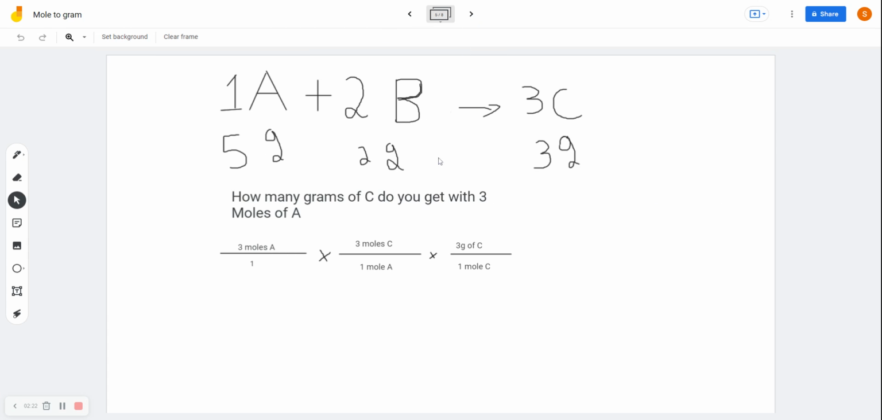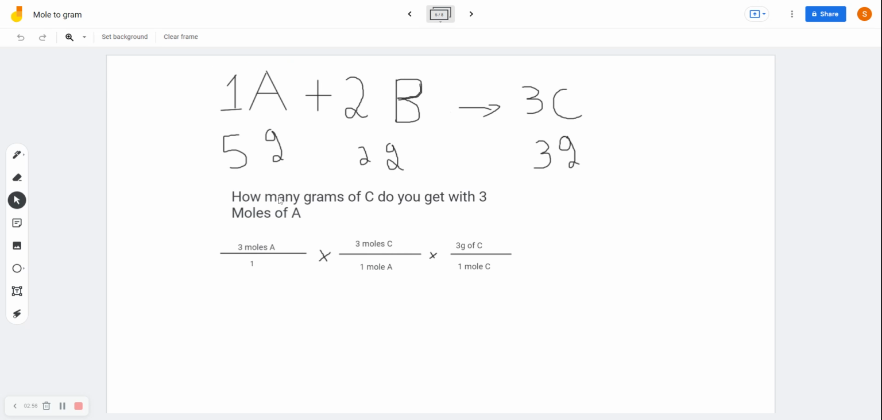Next one. This one is a bit more complicated. So here, different one. We have 1A plus 2B turns into 3C. The molar mass of A is 5 grams, the molar mass of B is 2 grams, and the molar mass of C is 3 grams. So per 1 mole, A has 5 grams, per 1 mole, B has 2 grams, and per 1 mole, C would have 3 grams. So here we'd have 9 grams of C, 4 grams of B, 5 grams of A.